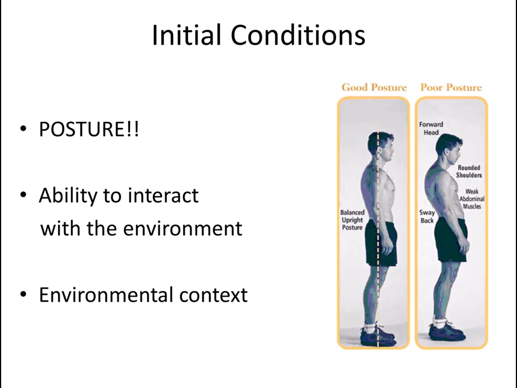The second part of the initial conditions, they consider the ability to interact with the environment. An example of a patient that might not have this ability is a patient in a coma or a vegetative state. We'll talk more about what these things are when we look at brain injury at the end of this course. And the final part about initial conditions to consider is the environmental context. What this means is it's going to be easier for a person to walk across a flat gym floor than it will be for them to walk down a hilly, rocky trail.